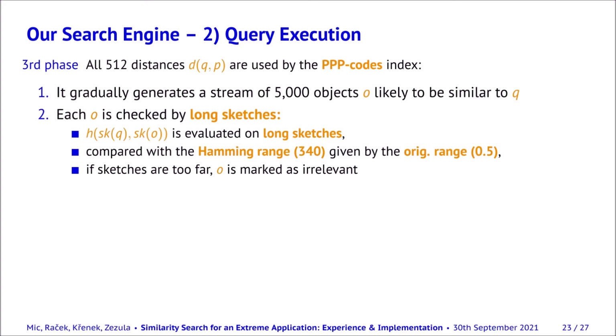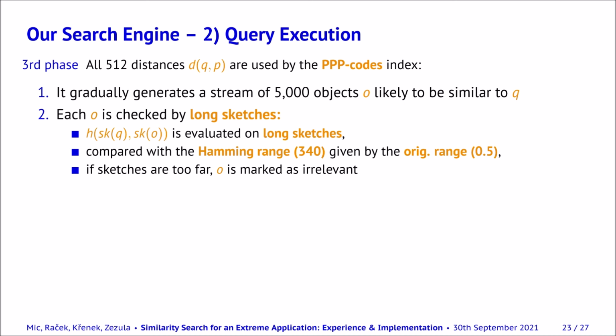In the third phase, the remaining 23 distances between the query chain and the pivots are evaluated, and the pivot permutation-based index, called the PPP codes, is utilized to efficiently identify a set of 5,000 most promising protein chains in the database. We confirm that PPP codes work just with the IDs of pivots, so they are quite efficient. These 5,000 promising protein chains are checked by the long sketches.